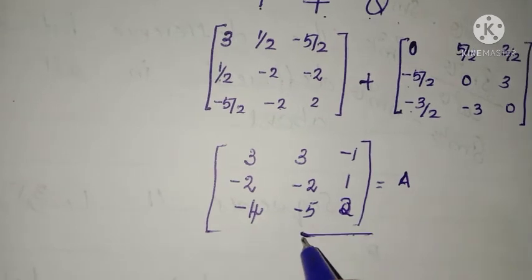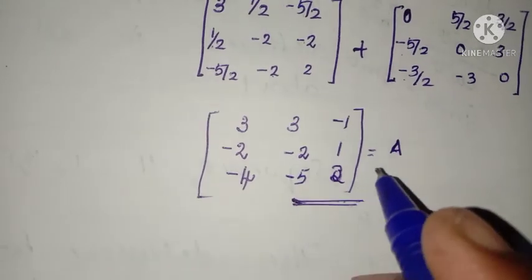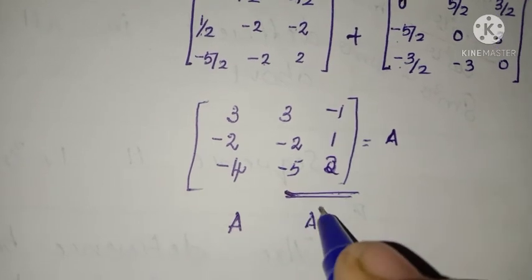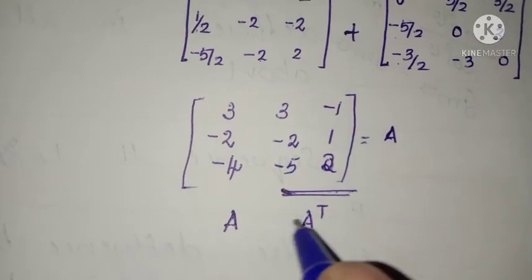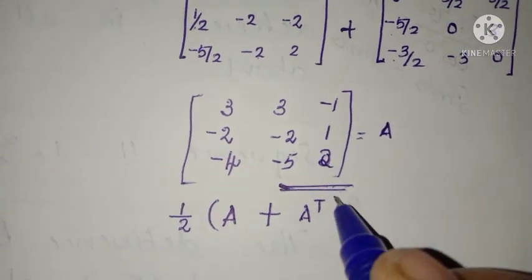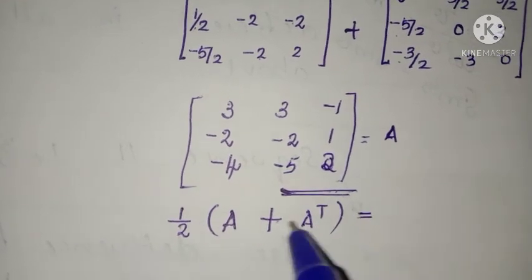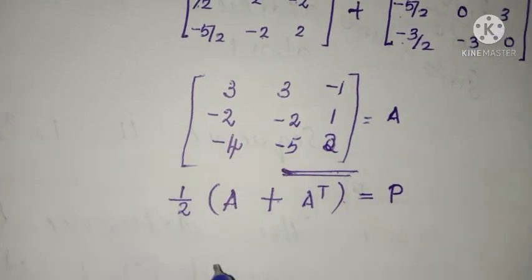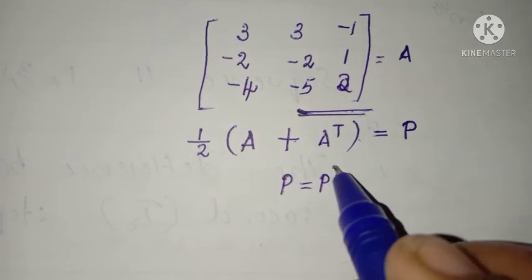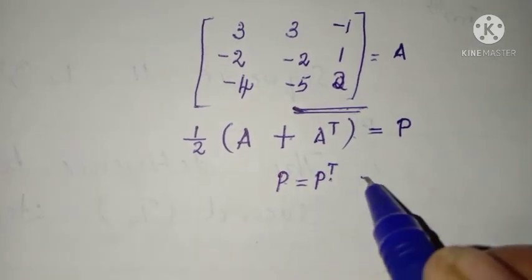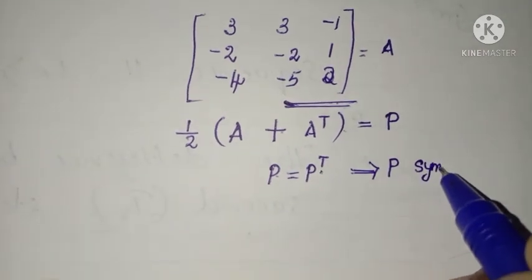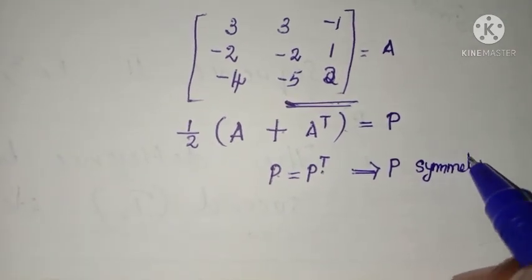So matrix A can be expressed as a symmetric as well as a skew symmetric matrix. Okay, it's a very important one. Listen, the procedure is that we have a matrix A, then we need to find its A transpose, then find their sum and take the scalar multiplication. Note down this matrix as P. Then prove that P and P transpose are same, and therefore we can say that P is a symmetric matrix. This is one of the steps.